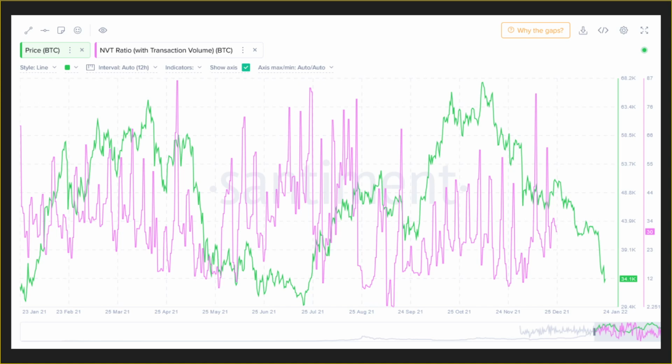So here's an example of NVT. Once again, this is Bitcoin. The price of Bitcoin is in the green line chart, and the NVT, network value to transaction ratio, which includes the transaction volume of Bitcoin, is in pink. So here we see multiple different periods of Bitcoin's price action.